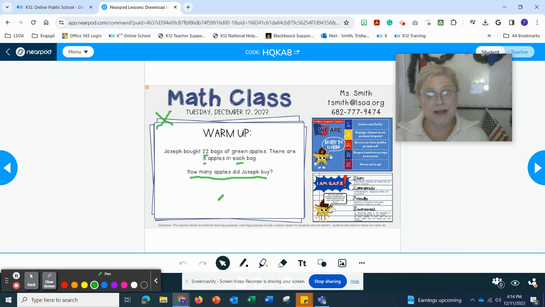When we are multiplying, what are we multiplying? Yes, we are multiplying 22 times 8.